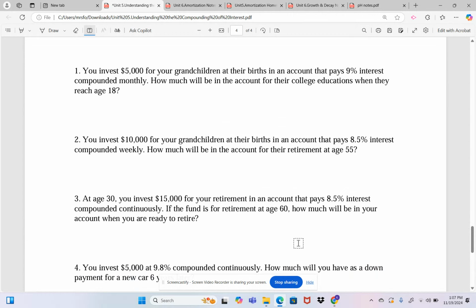Number one says you invest $5,000 for your grandchildren at their births in an account that pays 9% interest, compounded monthly. This doesn't say continuous, this says monthly. That tells me 12 times a year. How much will be in the account when they turn 18? So T is 18. You can go back and find your formula.